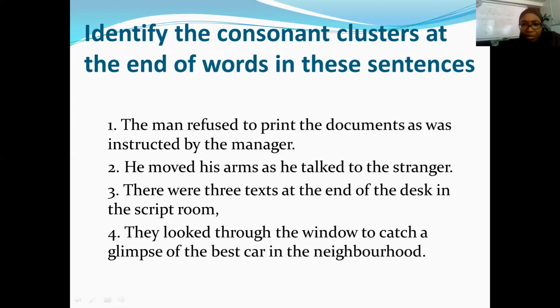143523, okay? The last sentence, let's look at it together. They looked through the window to catch a glimpse of the best car in the neighborhood. They looked, I can see one in that, through the window to catch a glimpse, that's another one, of the best car in the neighborhood. Now let's look at the answer.